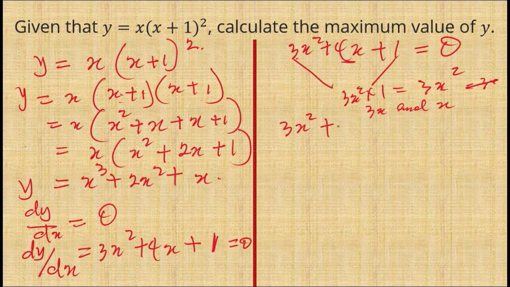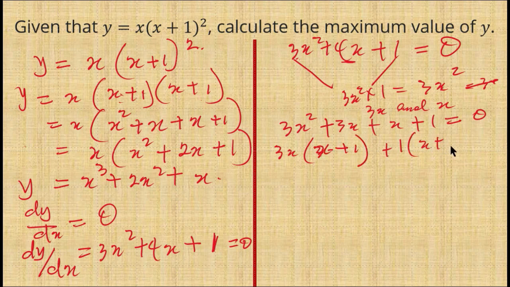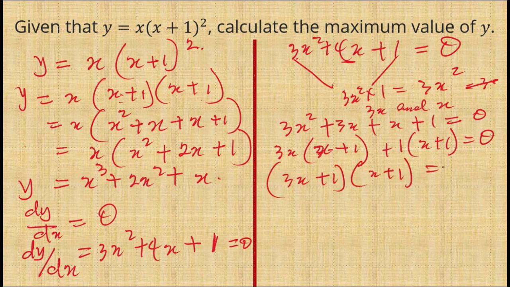That's 3x squared plus 3x plus x plus 1 equals 0. I can take my factor 3x, so from 3x squared I'll be left with x plus 1. Then here I have plus 1 into (x plus 1) equals 0. We'll also place a link in the description below for a detailed lesson on factorization. Now (3x plus 1) into (x plus 1) equals 0.